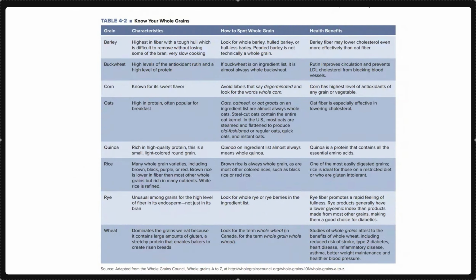So, know your whole grains. These are good. This is a table that I placed here to just help us understand. And we are training to be wellness coaches, and wellness coaching and nutrition go hand in hand. So we have barley.